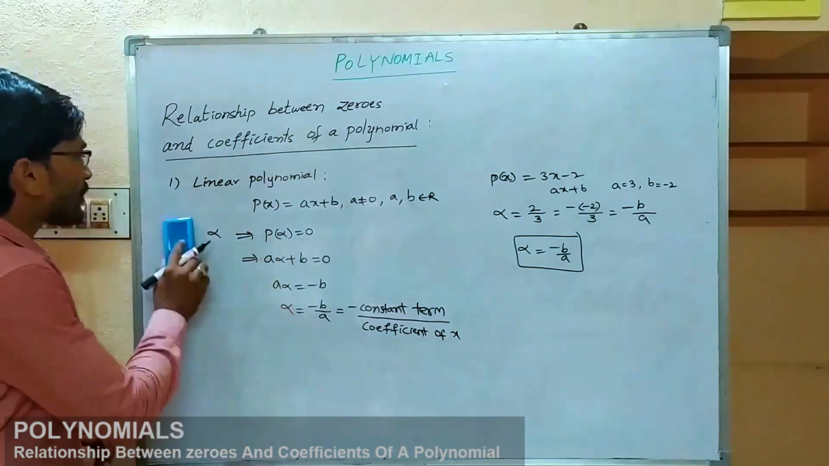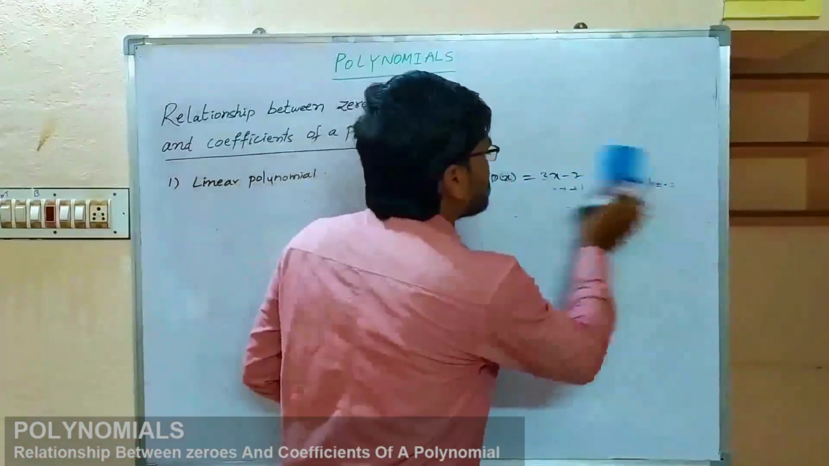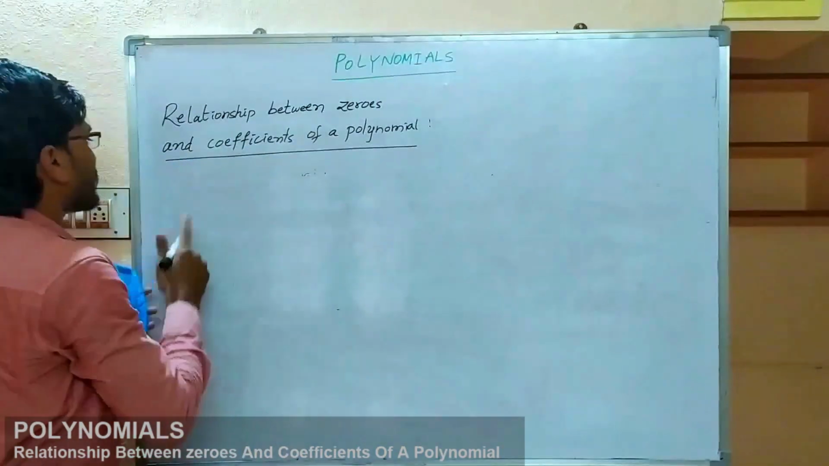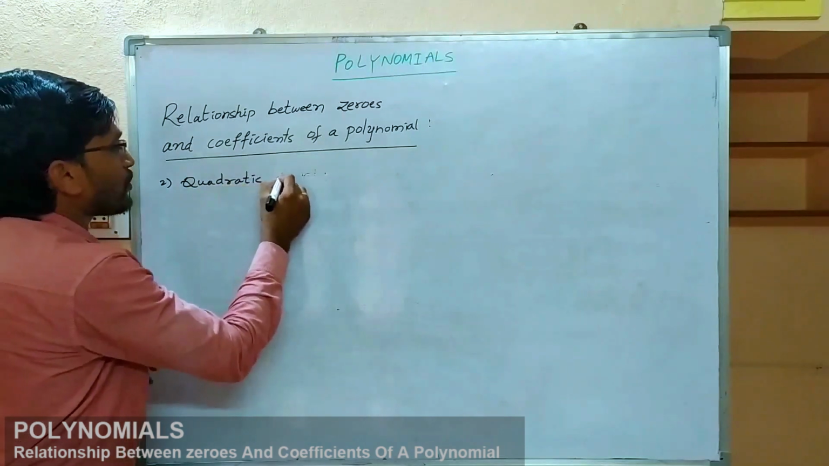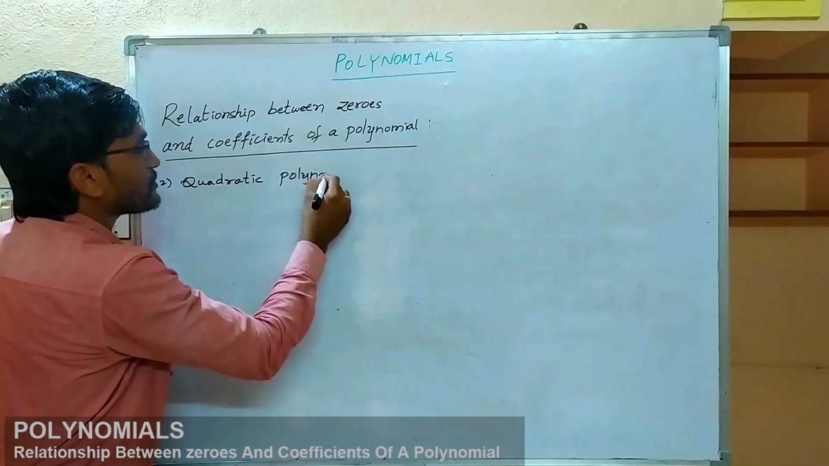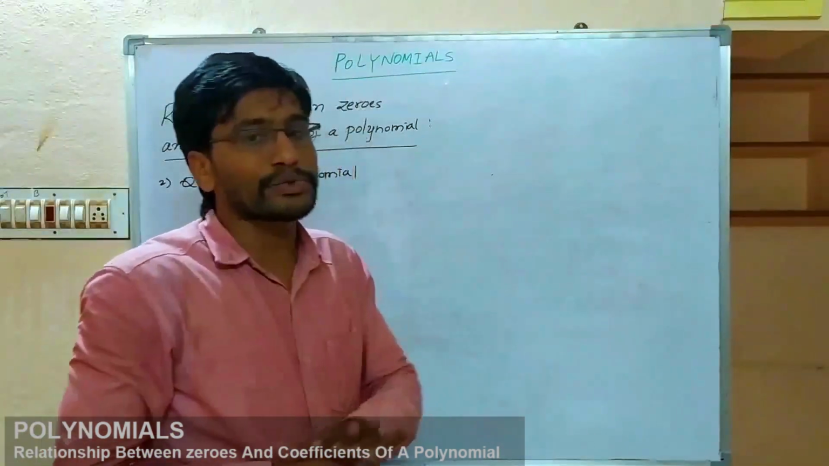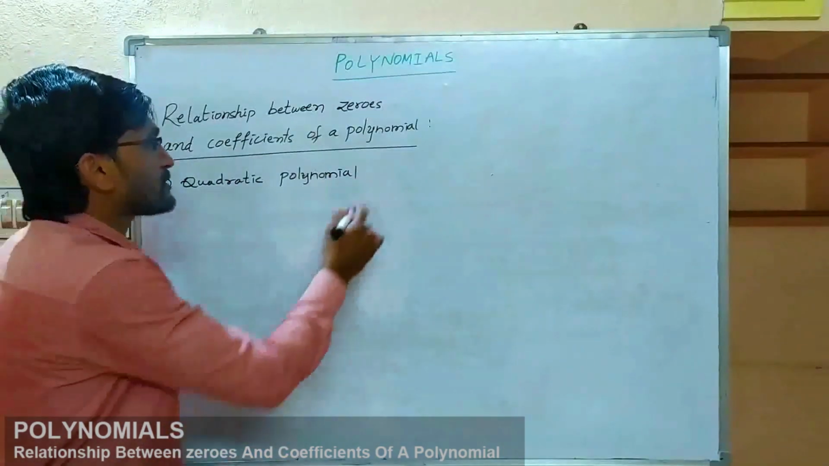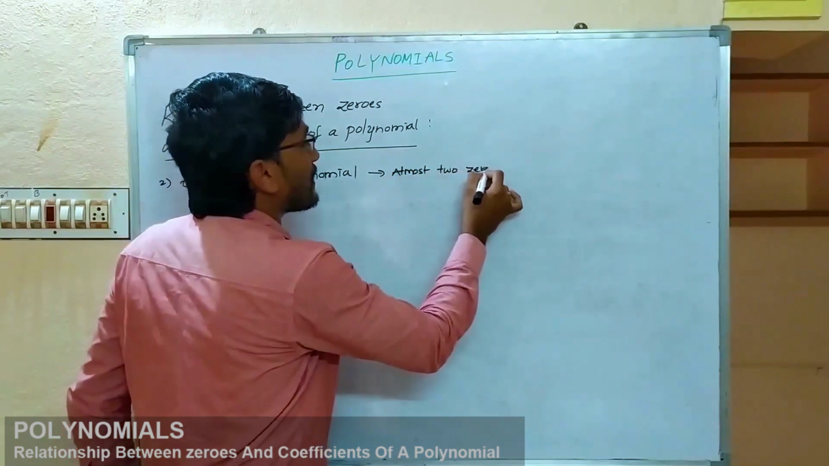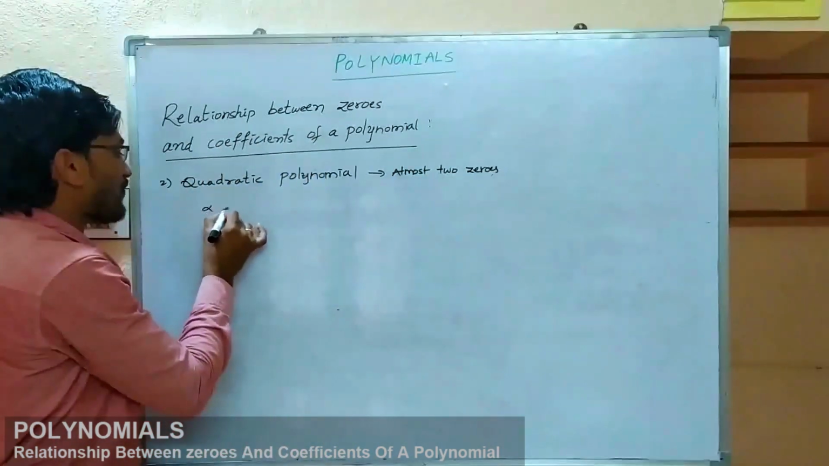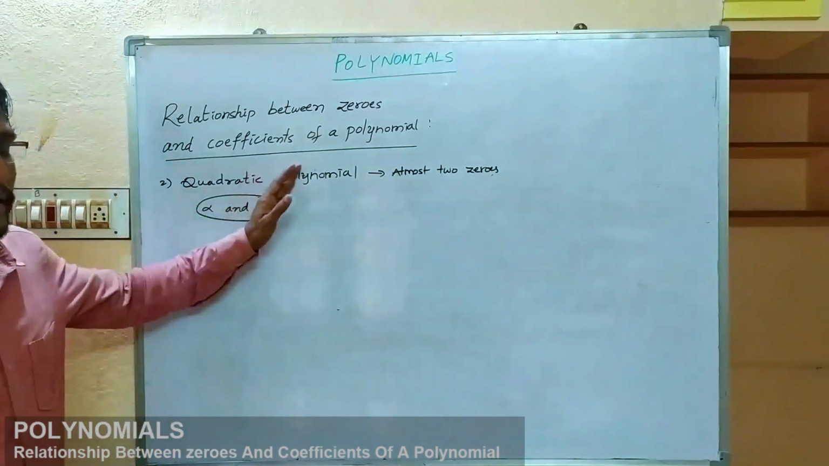Next, go for a quadratic polynomial. So already we know quadratic polynomial has how many number of zeros? Quadratic polynomial has at most 2 zeros. Let us consider the 2 zeros are alpha and beta. Alpha and beta are the 2 zeros of the quadratic polynomial.